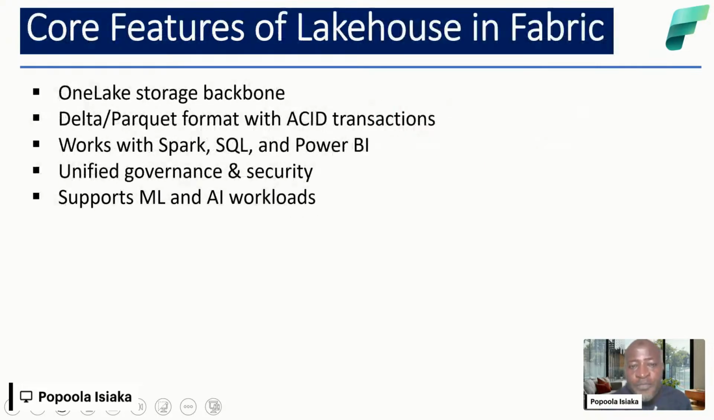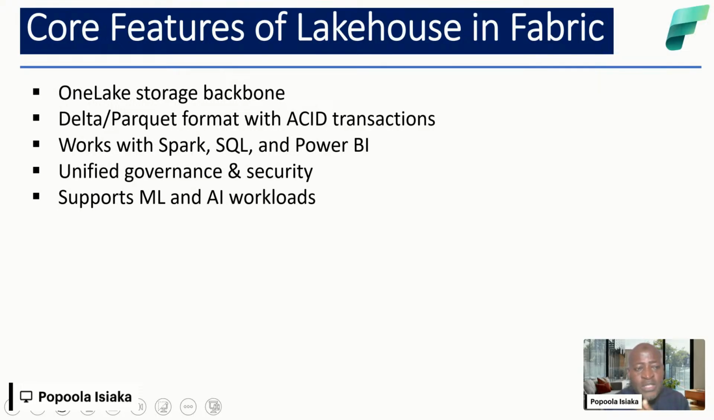All right, what are the core features of a lakehouse in Fabric? It has the advantage of the OneLake storage backbone. It means that whatever data we store in the lakehouse is stored in OneLake storage as a backbone. The way we have OneDrive in Microsoft M365 is also the way we have a unified storage account within the Fabric environment, which we call the OneLake storage platform.